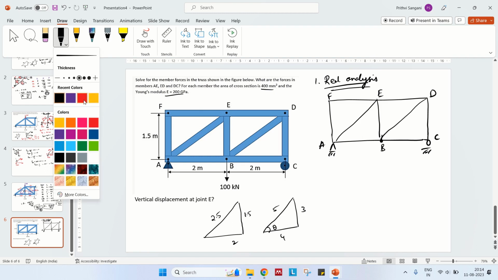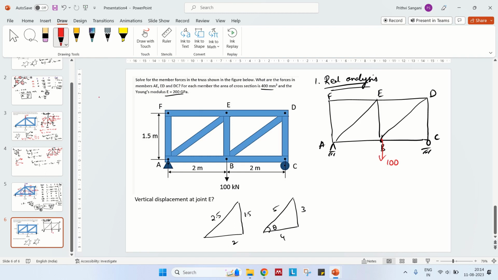So I think by now you might have found the support reactions. You have 100 kilonewton acting here. It is symmetrically loaded, but you can't say the structure is symmetric because the supports are not symmetric. This is a pin support, and this is a roller support. In the plane of symmetry, you'll have the loads distributed equally, so this is 50, this is 50. You don't have any external horizontal forces, so you will not get any horizontal forces at support A.